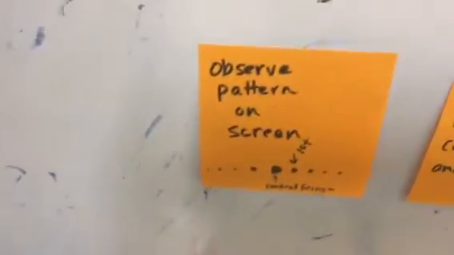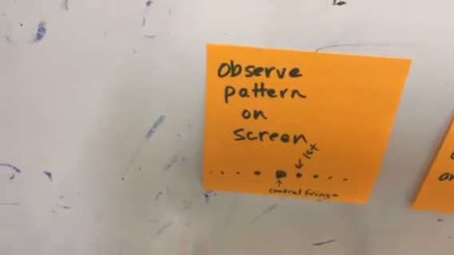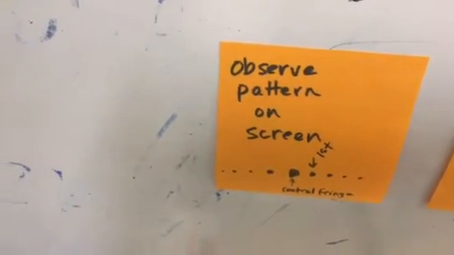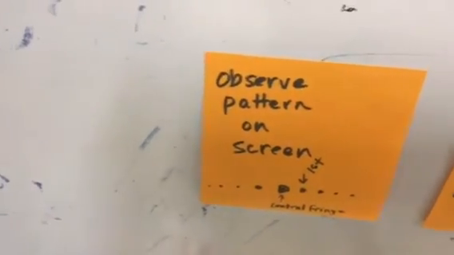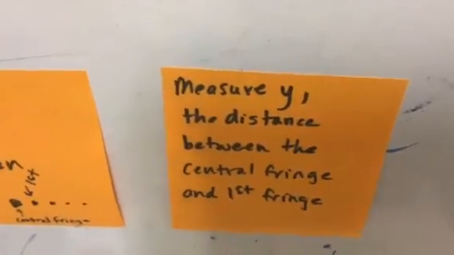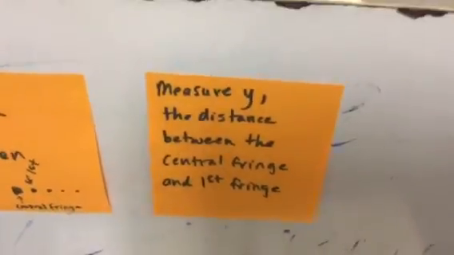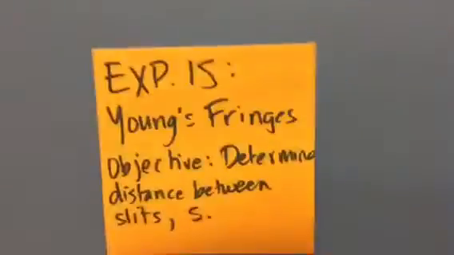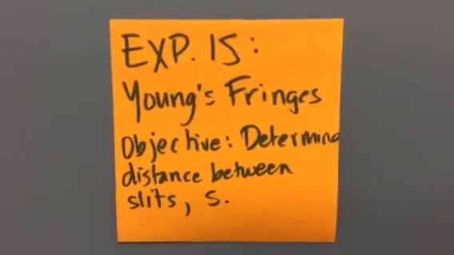So again, you're observing this basic pattern on the screen, central fringe and then the first fringe. You'll see lots of fringes, but what you're really looking for is that distance between the central and the first. You'll need to measure Y, the distance between the central fringe and the first fringe. And then you will have all of the data that you need to meet your objective, which again is to determine the distance between the slits S.